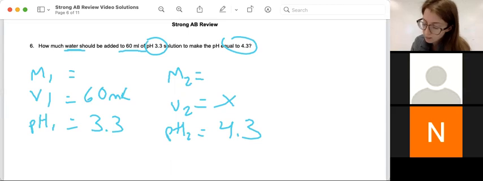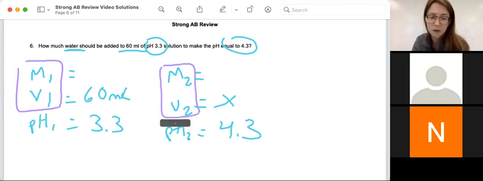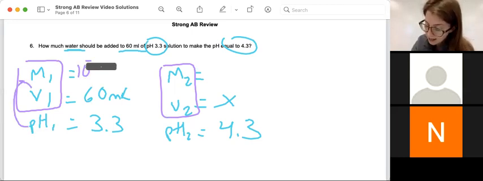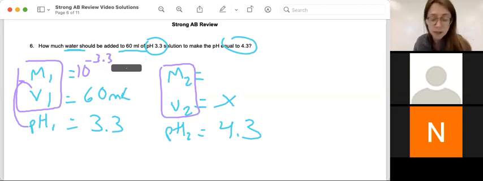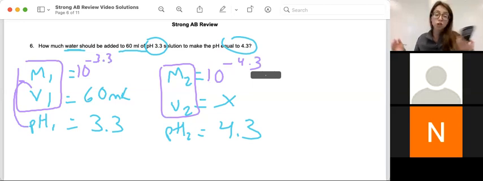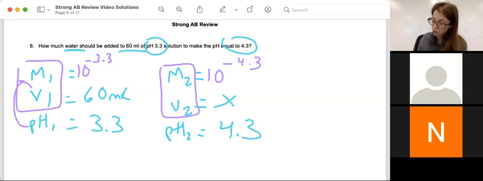I can't just plug my pHs in because the formula is M1V1 equals M2V2. pH is not the same thing as molarity. To find my molarity, we want the molarity of H plus since we're diluting an acid. To find the molarity of H plus from pH, we do 10 to the negative pH, 10 to the negative pH. So you can actually just type those numbers directly into your calculator in the formula, or if you want to solve for them first, you can.